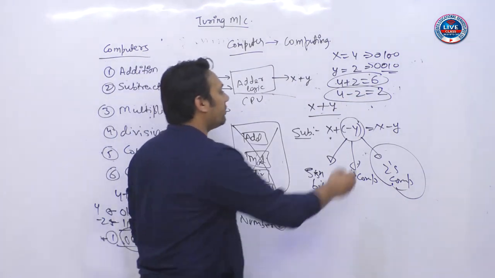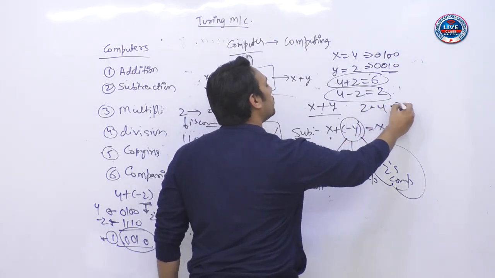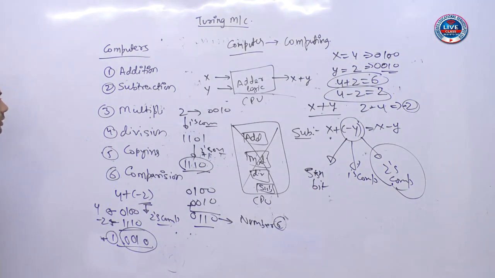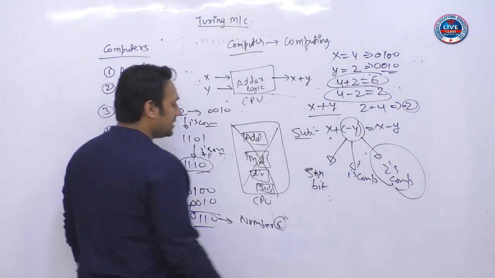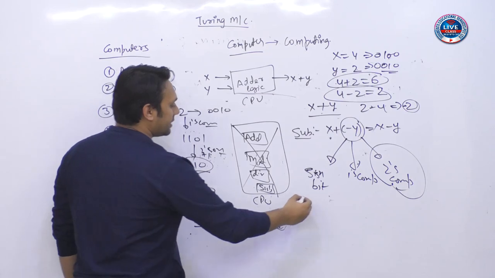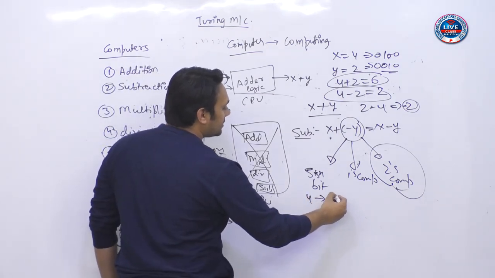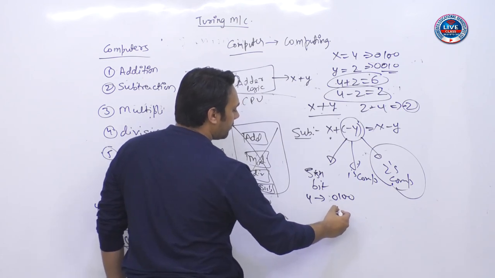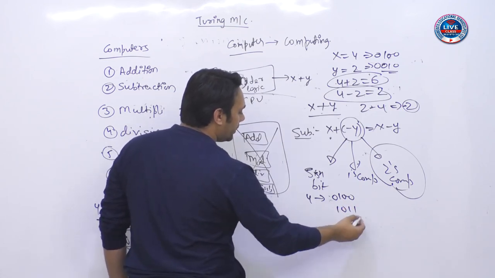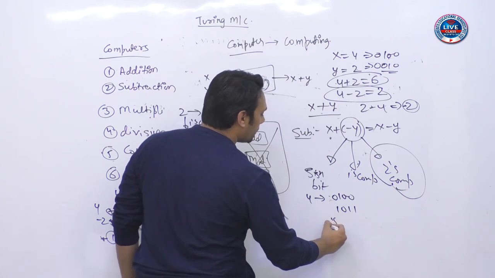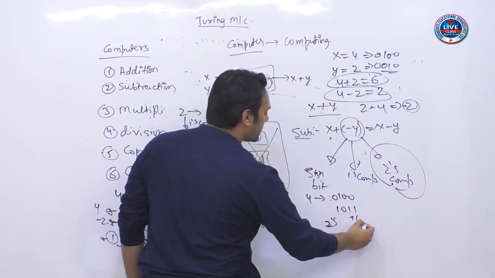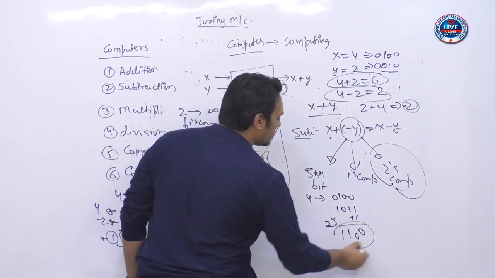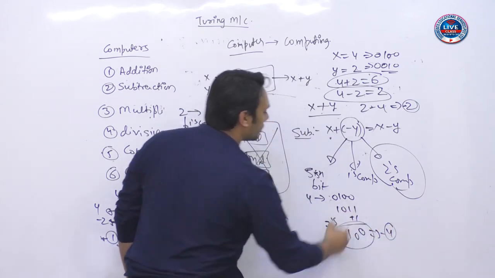But what if I want to do 2 minus 4, because 2 minus 4 is going to be minus 2. So that means if your 4 can be represented as 0100, then 1's complement of this will become 1011, and 2's complement of this number will become, add plus 1 to this, so that is 1100. So this is your 2's complement, so this is representing minus 4.